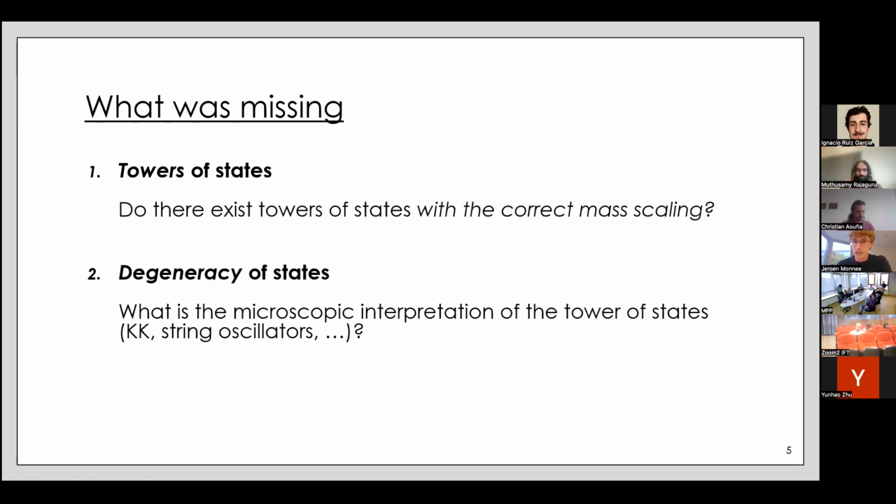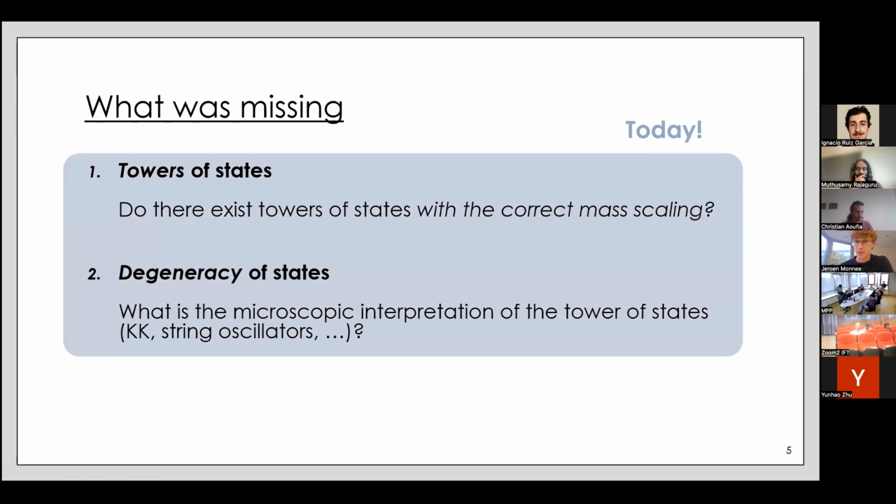And then, even if you know you have a tower of states, you need to also say something about what the microscopic interpretation of that tower is. Is it a Kaluza-Klein tower, a string oscillator tower? One proxy for that is to use the degeneracy of states. For example, for a Kaluza-Klein tower, this is a constant. And this is something that I will address today in the talk. This will be the main focus.